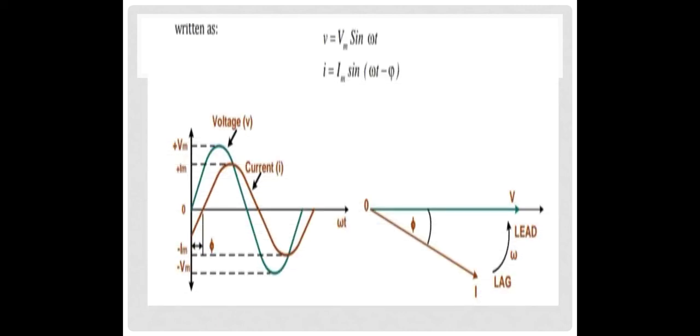Over here we can see two sine waveforms, one of voltage which is starting from 0 and another of current. We can clearly see that the current is lagging voltage by an angle of phi, right? In the phasor diagram, we are taking voltage as the reference axis. So current is lagging voltage by an angle phi, right?